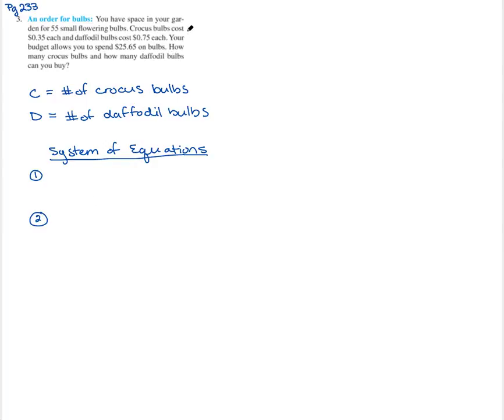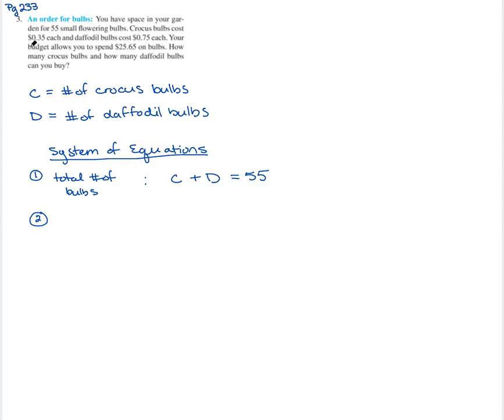Well, if we go back to the problem, notice that we have some information about the total number of bulbs that we can have in our garden. So we can set up an equation to describe that relationship. We don't know how many crocus bulbs we're going to purchase, and we don't know how many daffodil bulbs we can purchase, but the combination of each must add up to 55. If I wanted to, I could buy 50 crocus bulbs and 5 daffodil bulbs for a total of 55. But that's not the only thing that we have to consider in this system.